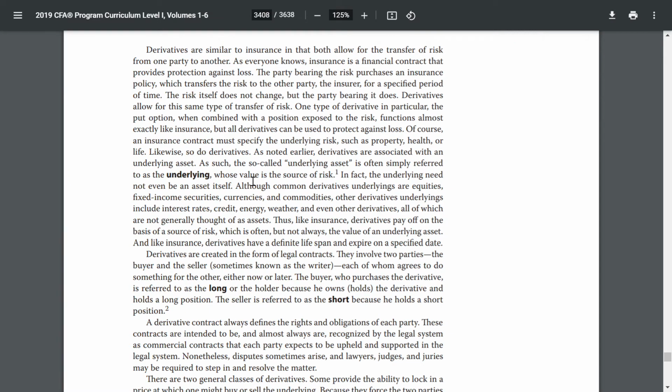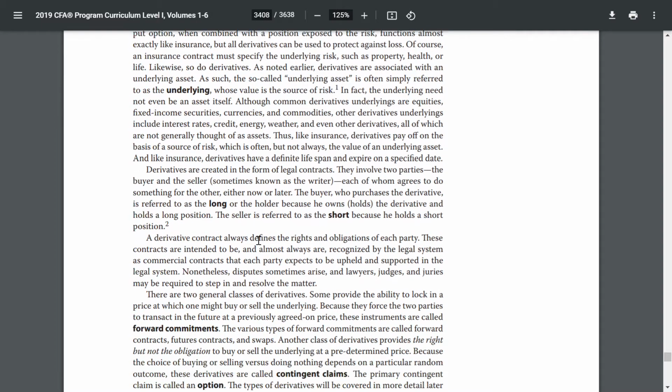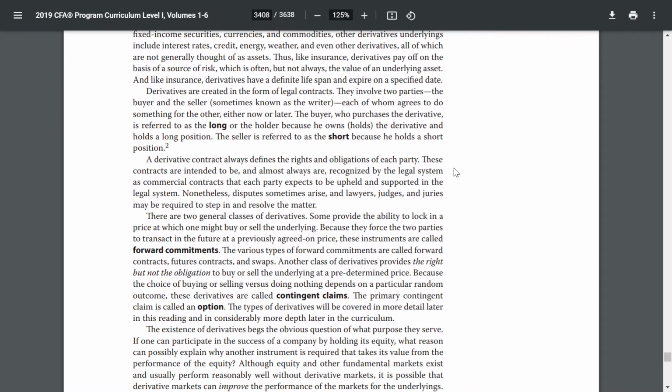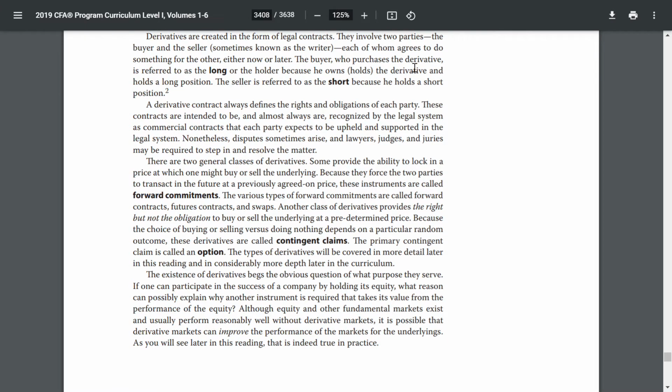Derivatives are similar to insurance in that they both allow the transfer of risk from one party to another. As anyone knows, insurance is a financial contract that provides protection against loss. The party bearing the risk purchases the insurance policy, which transfers the risk to the issuer for a specified period of time. Derivatives are created from a legal contract and they involve two parties, the buyer and the seller, each of whom agrees to do something for the other.